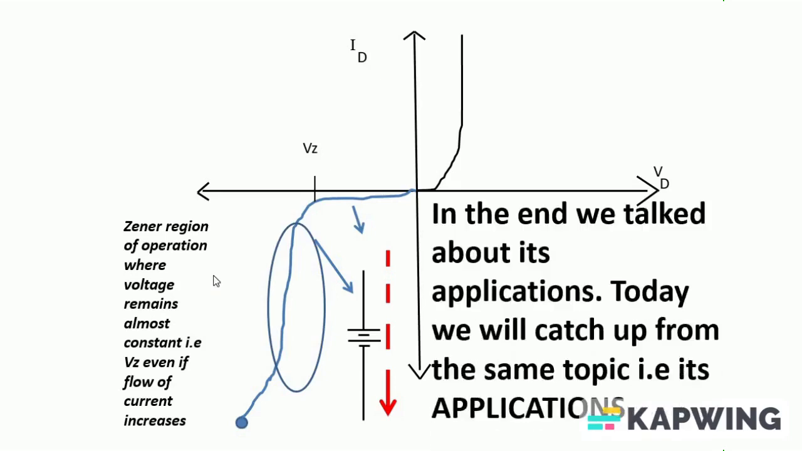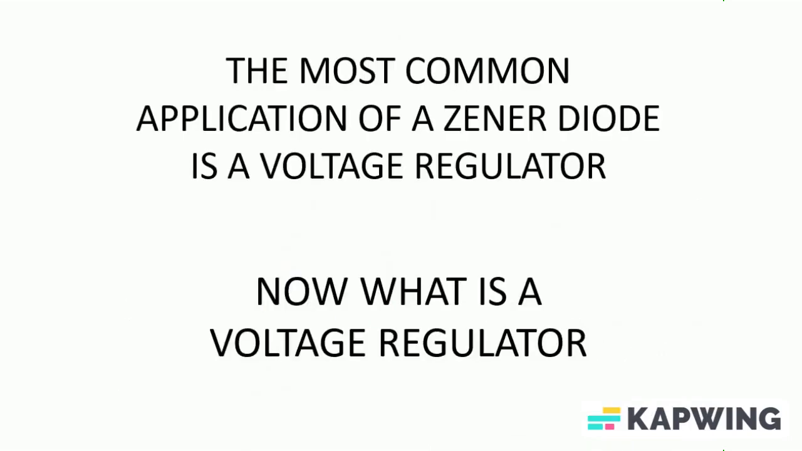Last time we ended our lecture on the applications of a zener diode, so this time we'll catch up from the same topic, the application. And the most important application of this device, zener diode, is a voltage regulator. Zener diode is the hero of the voltage regulator circuit.